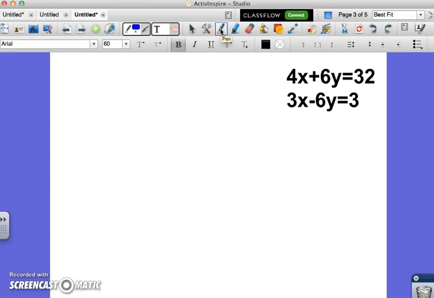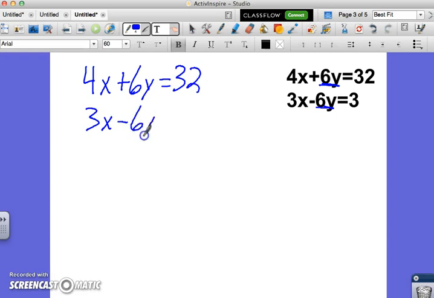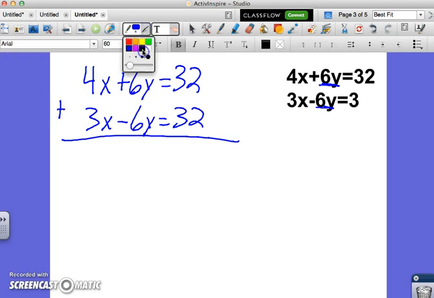Now, I notice right here, I've got 6y's here and 6y's right here. So that tells me we're getting rid of the y's first, okay? So 4x plus 6y equals 32, and we've got 3x minus 6y equals 3. Once you've decided on your variable, the next thing is to decide how to eliminate it. Do we add or subtract? Because these two have opposite signs, a positive 6y and a minus 6y, they're eliminating already. So we're just going to add these two equations straight down and see what happens.